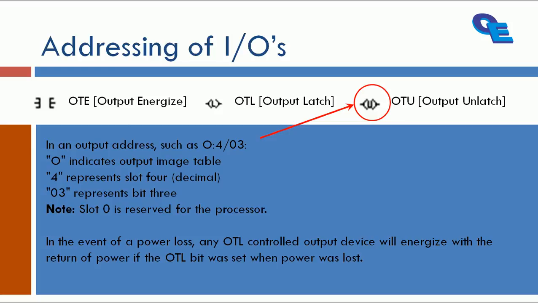And 0 is reserved for the processor, as I told for input also, same as input. In the event of a power loss, any OTL controlled output device will be energized with the return of power if the OTL bit was set when power was lost. You have to take care about this.